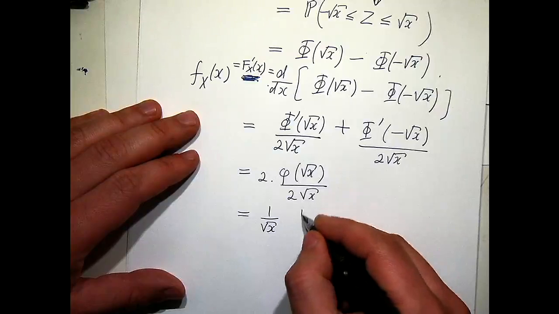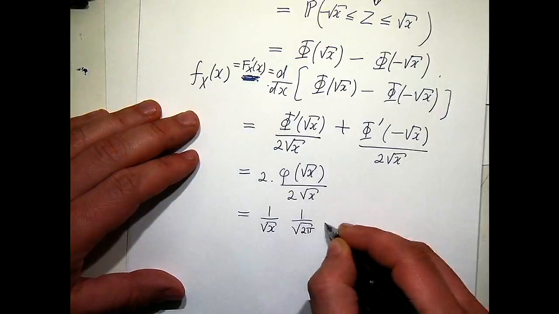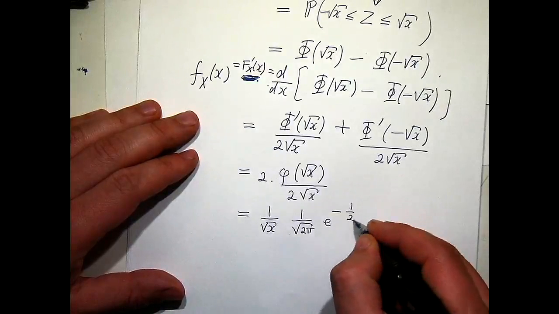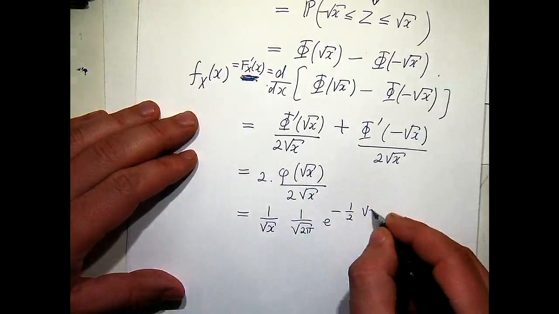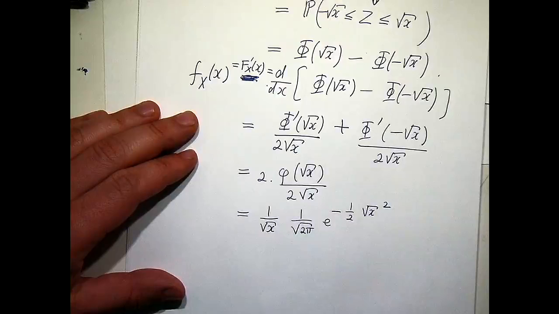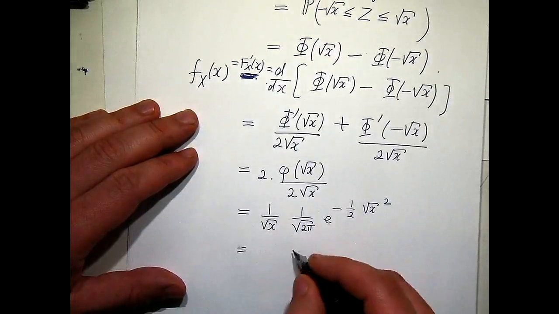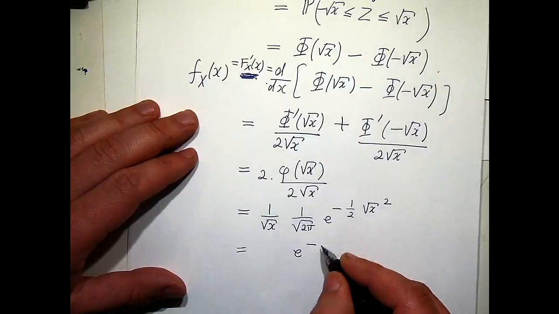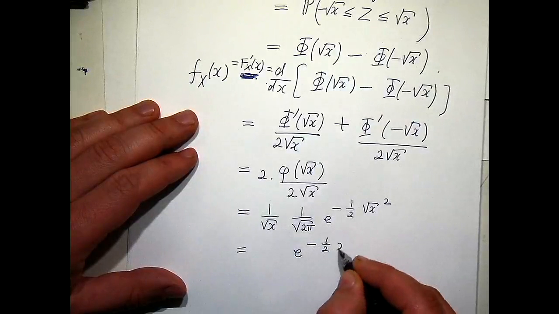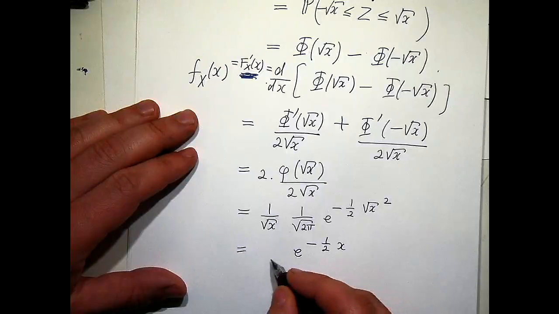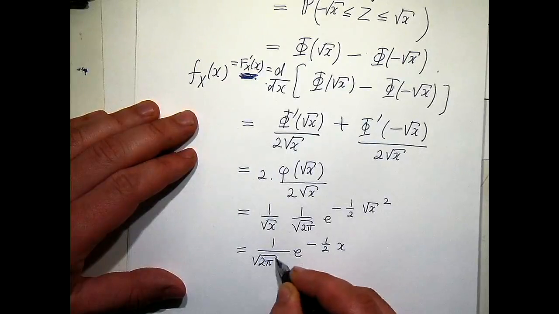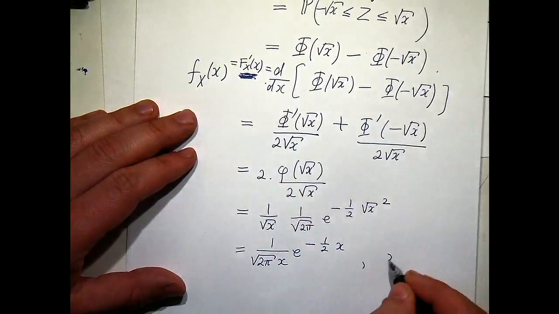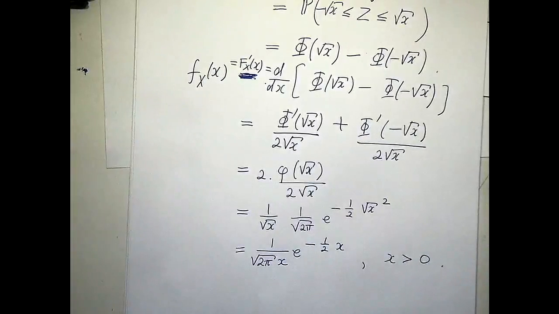So I get 1 over root x times, now just the phi, 1 over root 2 pi, e to the minus 1/2 input squared, remember it's half z squared. So I can't put x squared, I have to put square root x squared. Okay? So simplifying, that's e to the minus 1/2 x, and I'll put 1 over square root 2 pi x. Okay, and that's for all x positive.